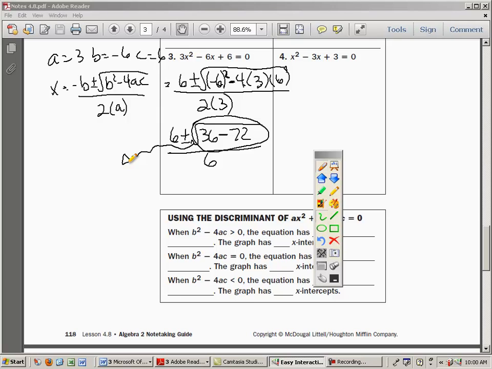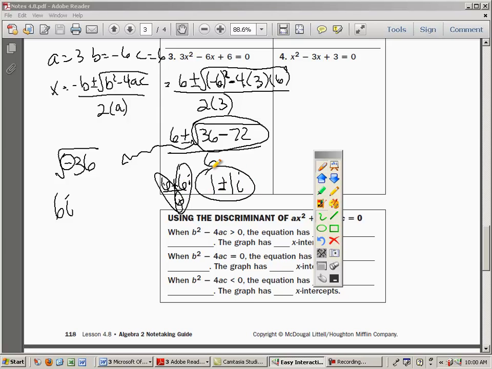This is the square root of 36 take away 72, which is the square root of negative 36, because 36 minus 72 is negative 36. Again, the square root of a negative becomes an i outside, and the square root of 36 is 6. And so we can replace that square root of 36 minus 72 with 6i. So this becomes 6 plus or minus 6i over 6. Well, again, we get to separate this into 2 fractions. This is 6 over 6, which is 1, and 6 over 6, which is 1. And so it's 1 plus or minus 1i, or simply 1 plus or minus i.